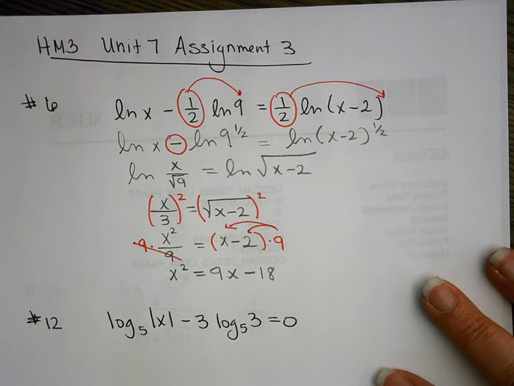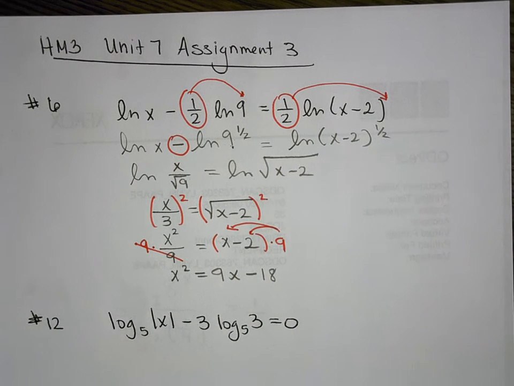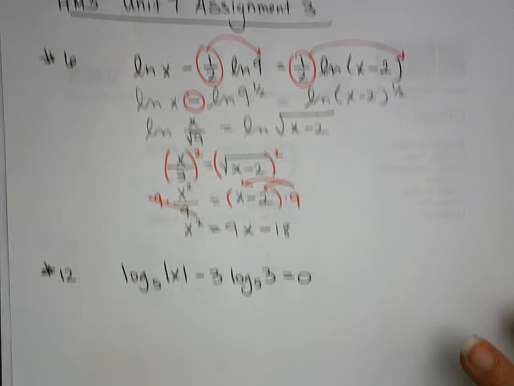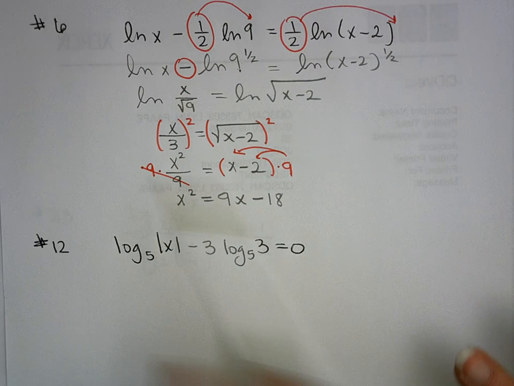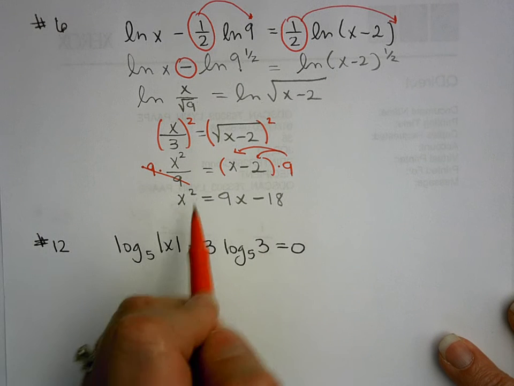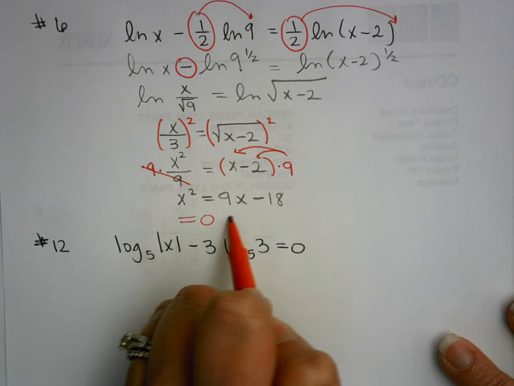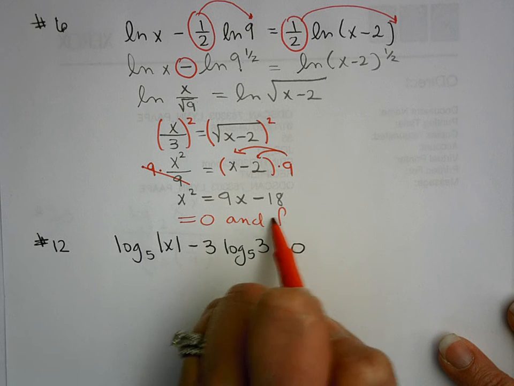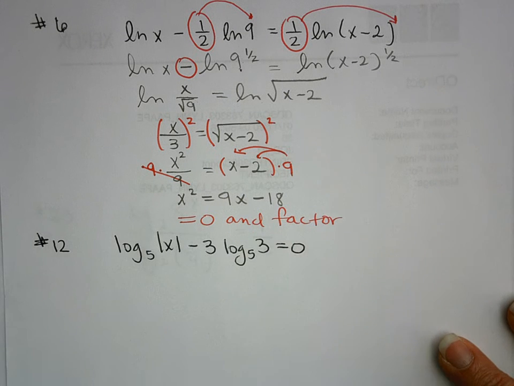So then now I get to a quadratic, and then once I get to that quadratic form, I can go ahead and solve that like normal. So I'm not going to do this part for you, but you would want to set this equal to 0. So you'll subtract the 9x and the 18, so you want to set this equal to 0. And then once you do that, you want to factor it to be able to use the zero product property. Okay, so set it equal to 0, factor, and use the zero product property.